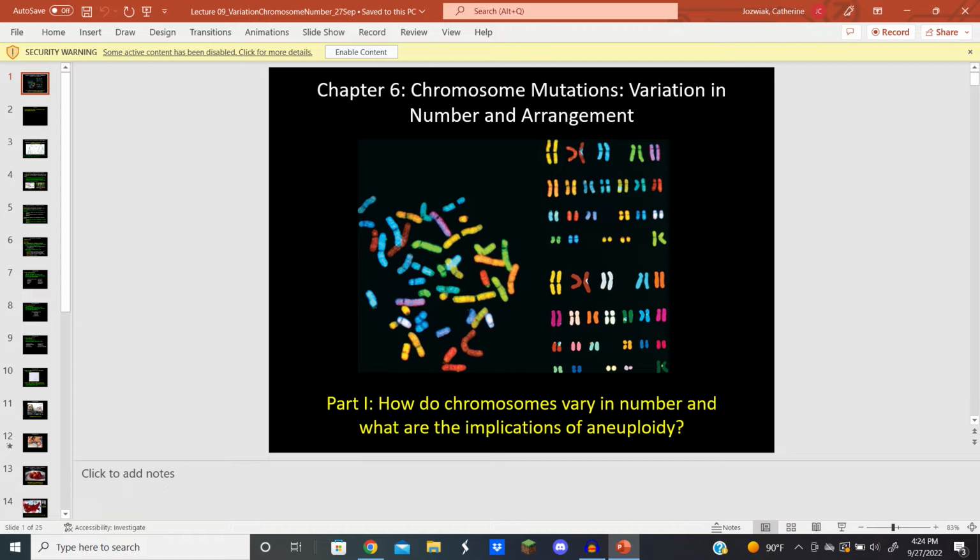So we're going to talk about how they vary in number and what the implications are of something called aneuploidy. Now, we already encountered this word aneuploidy last week. Does anybody remember what that means? Yes, exactly. It basically refers to a single chromosome receiving any number other than 2 for a diploid organism, right?